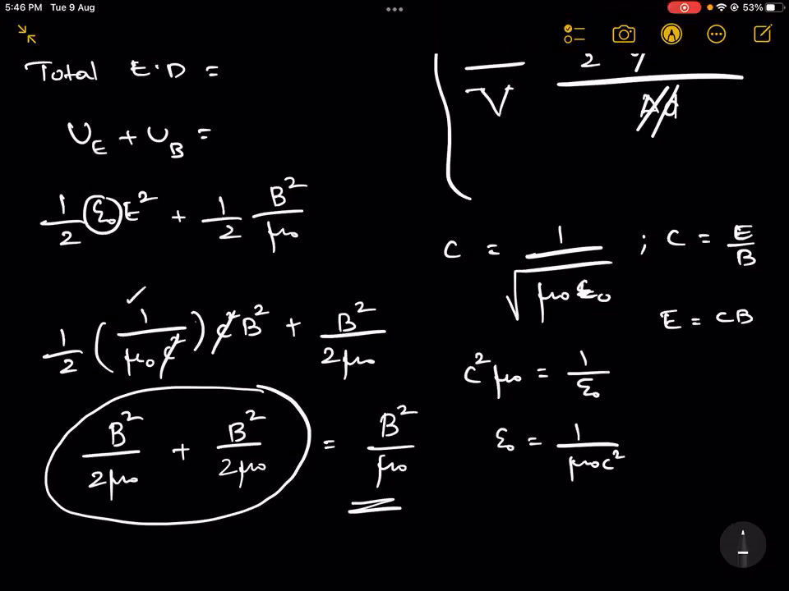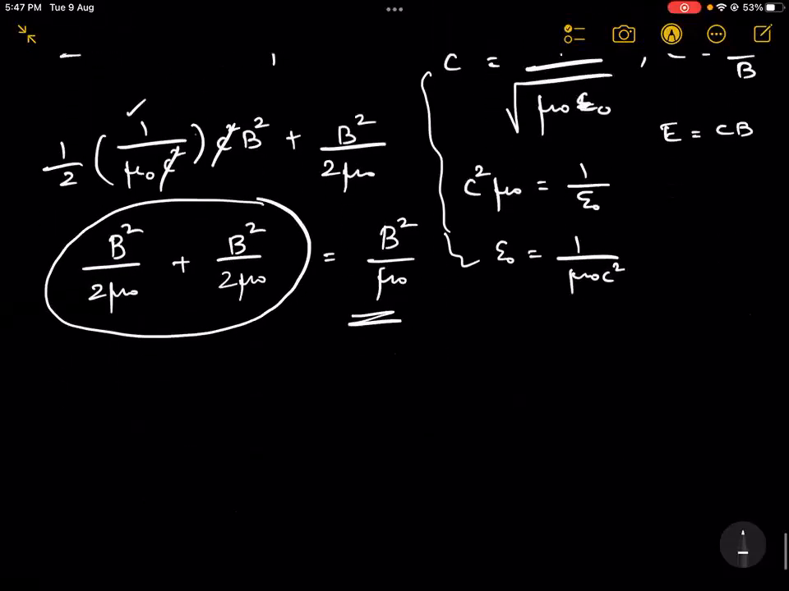So here, C is 1 by root mu naught into epsilon naught that I gave you yesterday itself. Okay. So square on both the sides. C square mu naught is 1 by epsilon naught. Rearrange the equation, you will get it. That's what you will have to do next. Right? That's what you will get. So total energy, what is that you got? B square divided by mu naught. So let this be star.